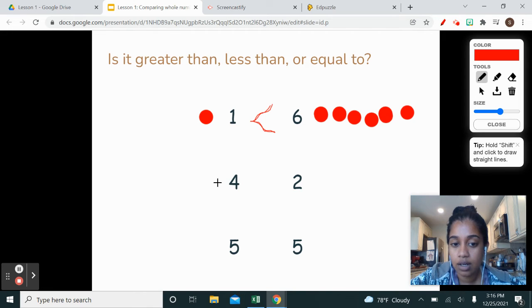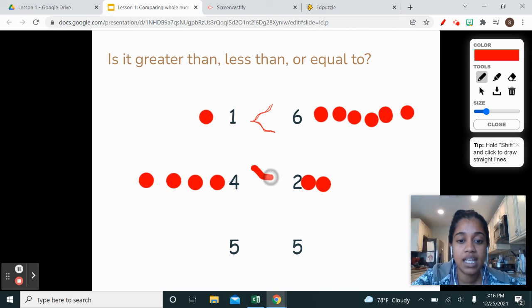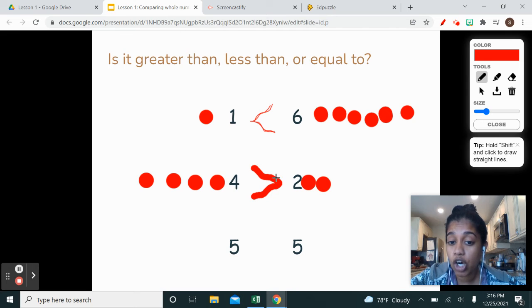We have 4. 1, 2, 3, 4. And then we have 2. Now which one is greater than, which one is less than? Are they equal? Well, I can tell I only have 2 dots over here. That's less than 4, so that means they can't be equal. They're not the same. But let's go ahead and see. I'm seeing 4 dots here. That's more than 2. So let's make our big one. Remember, our big side has to face the larger number. So 4 is greater than 2. All right. Now let's look at our last one here.